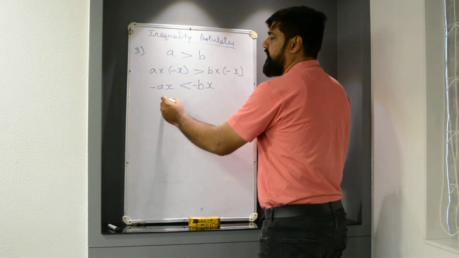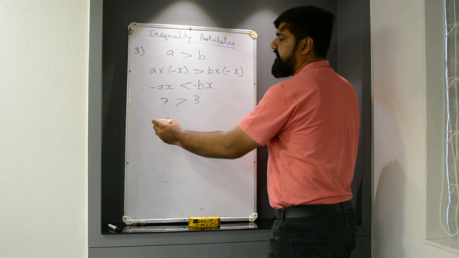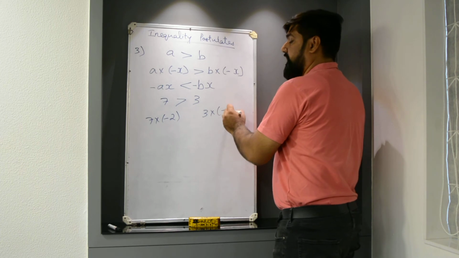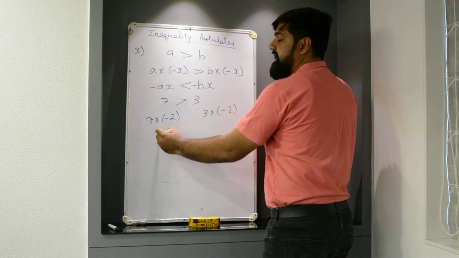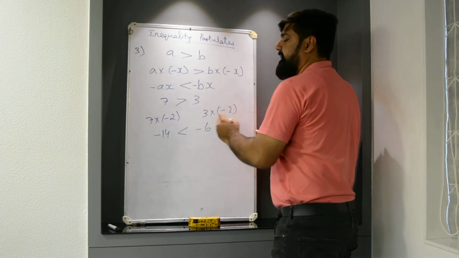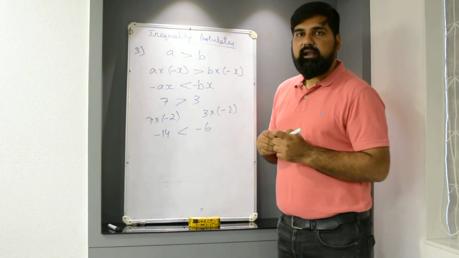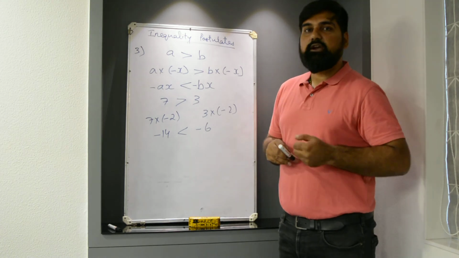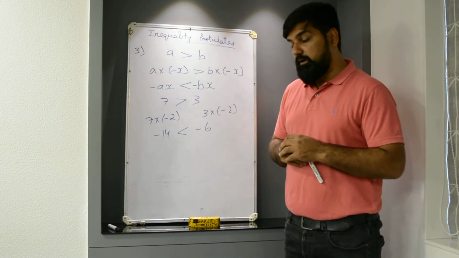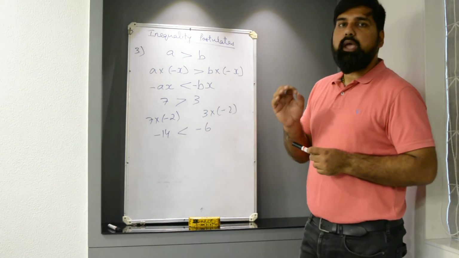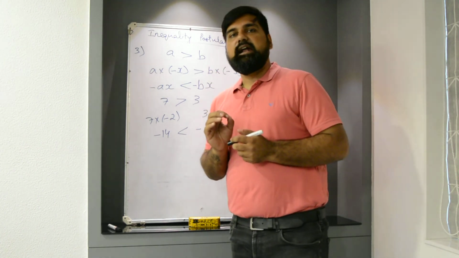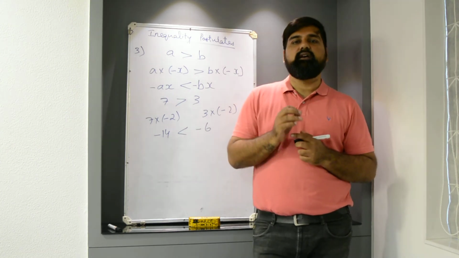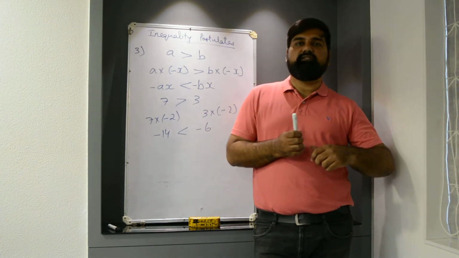Let us take one example. Suppose we have 7 is greater than 3, and if I multiply by minus 2 on both the sides, then after the multiplication you can see that minus 14 is less than minus 6. So if we multiply or divide by a negative number on both the sides, then the inequality sign gets changed. This is a very important property.